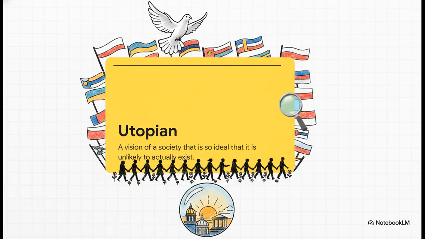Our second flashcard is utopian. A utopia is a vision of a society so incredibly perfect and ideal that it's, well, highly unlikely to ever actually exist. So why do we call Soryo's painting utopian? Because think about it. In 1848, Europe was a mess of violent revolutions and deeply stubborn empires. So painting this gorgeous picture of perfectly peaceful, democratic nations marching together in total harmony, yeah, that was incredibly idealistic. A beautiful dream for sure, but definitely a utopian one.